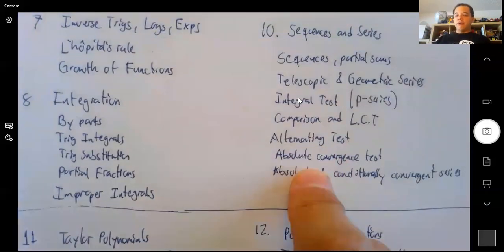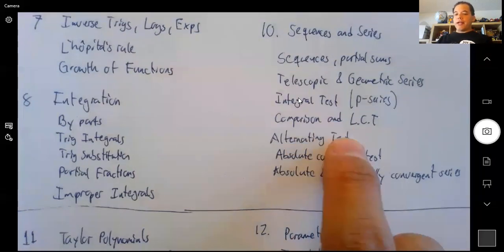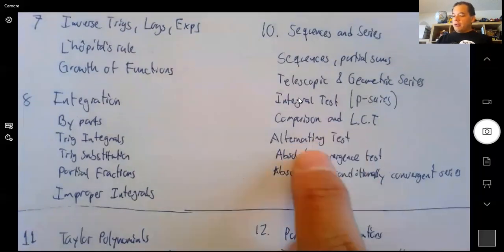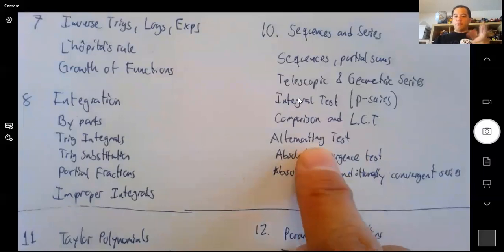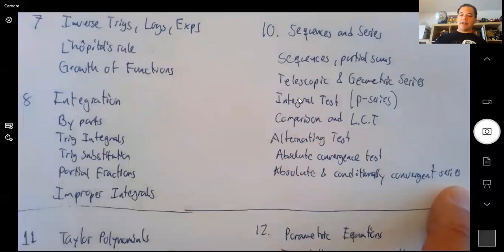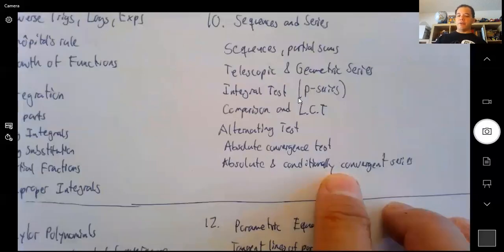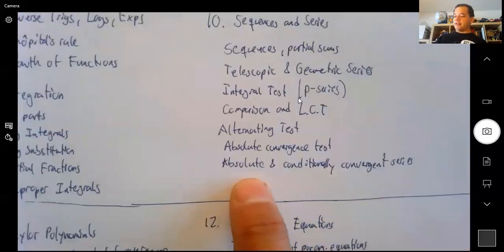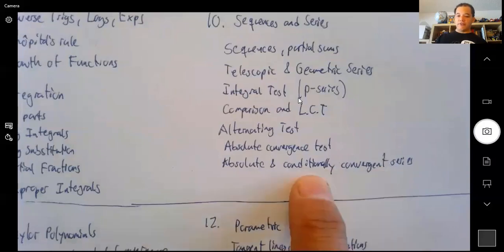And then we could use those for all kinds of comparisons. We learned about the alternating series test for those that alternate positive and negative ones. The absolute convergence test, when we take the absolute value of the terms and check that one, and if that one converges, then the original one converges as well. And that led to this concept of absolutely convergent series or conditionally convergent series.